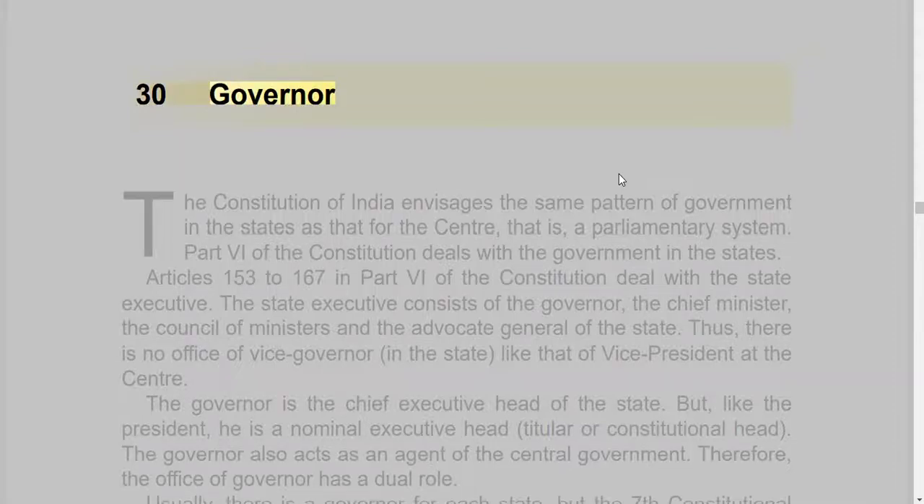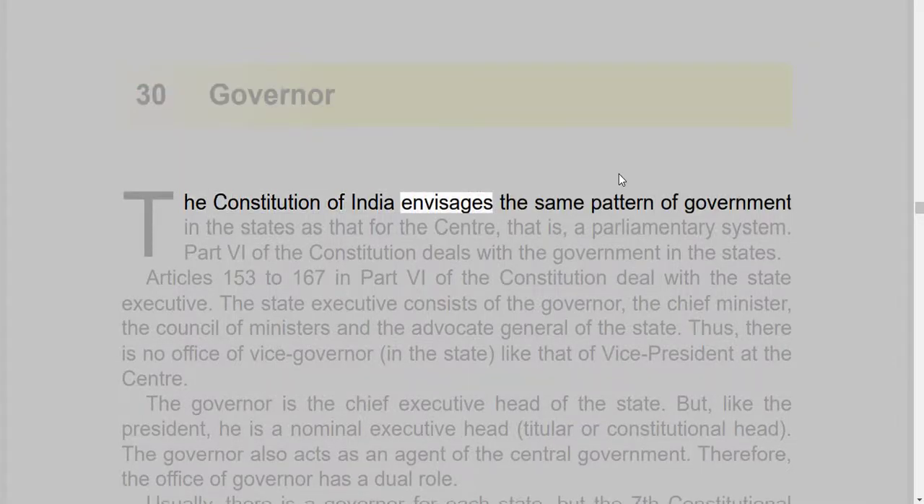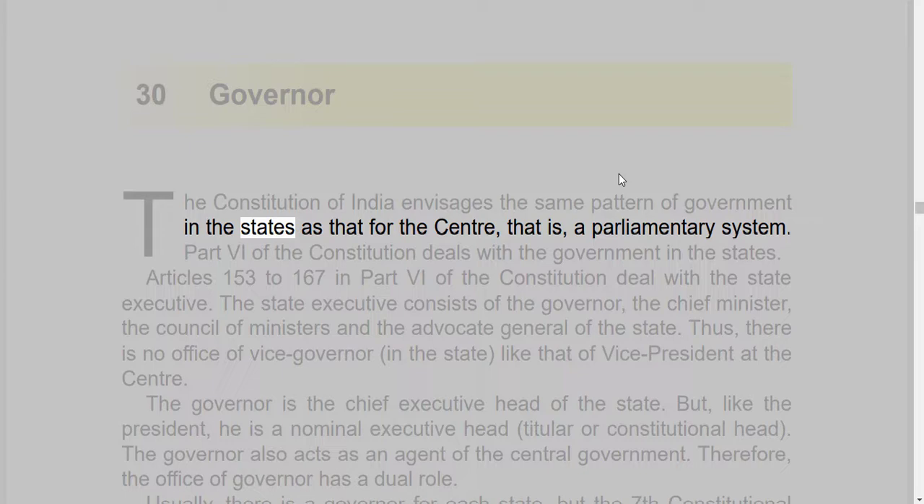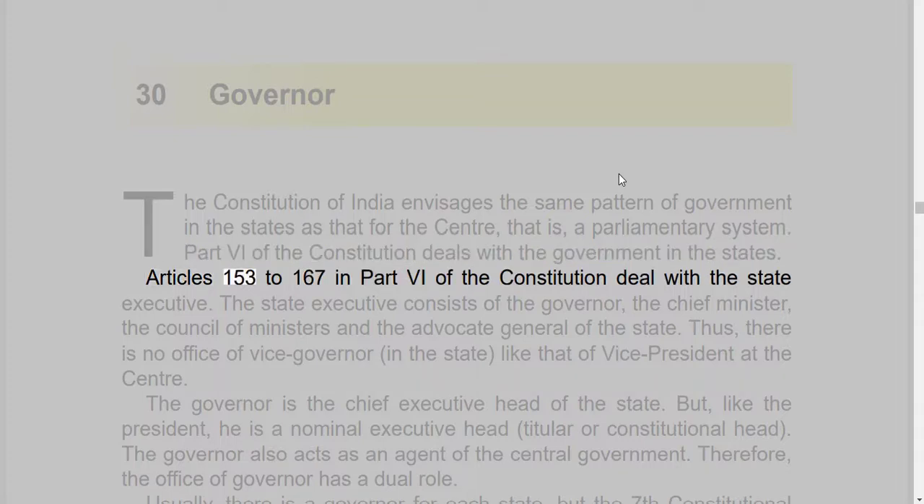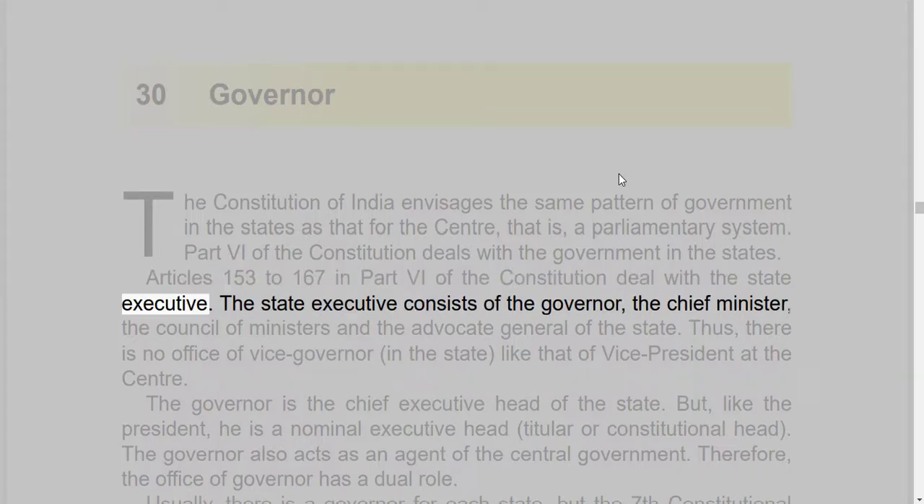30. Governor. The Constitution of India envisages the same pattern of government in the states as that for the centre, that is, a parliamentary system. Part 6 of the Constitution deals with the government in the states. Articles 153 to 167 in Part 6 of the Constitution deal with the state executive.